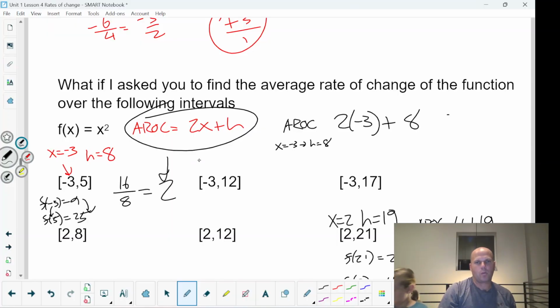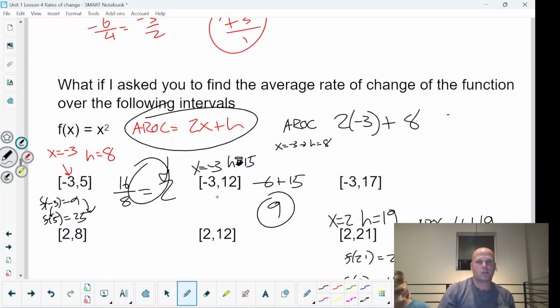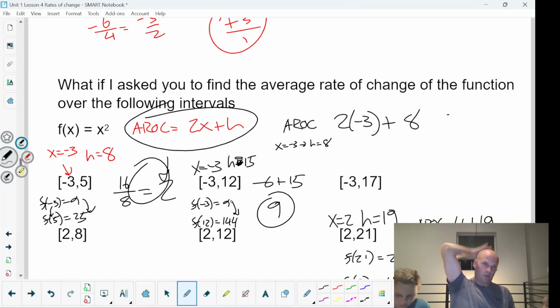But what we realize is having a formula when needed for so many calculations is actually very helpful. Here, x is -3, h is 15. So I would get -6 plus 15, and that's going to be 9. So, cool numbers, and I actually could check this. f of -3 is 9, f of 12 is 144. I do know that 12 squared is 144. 9 to 144 is 135 over 15. Yeah, it turns out that's 9. You know, formulas are helpful.